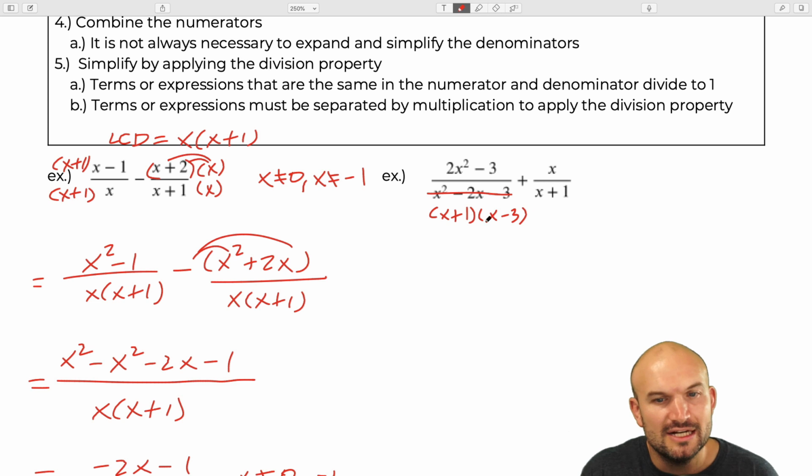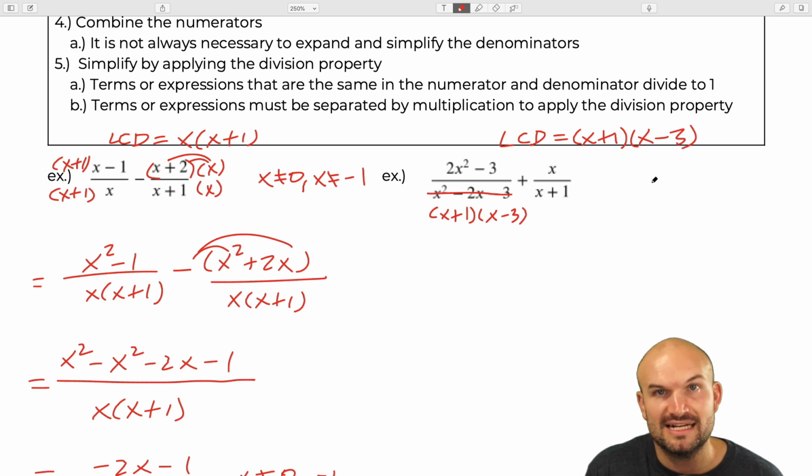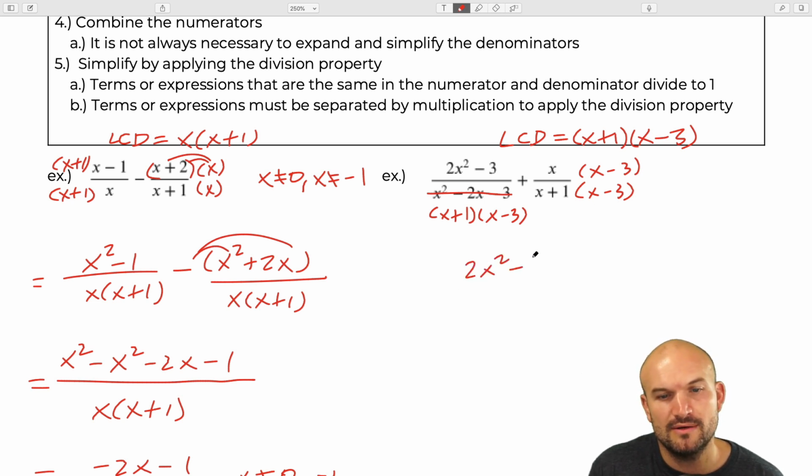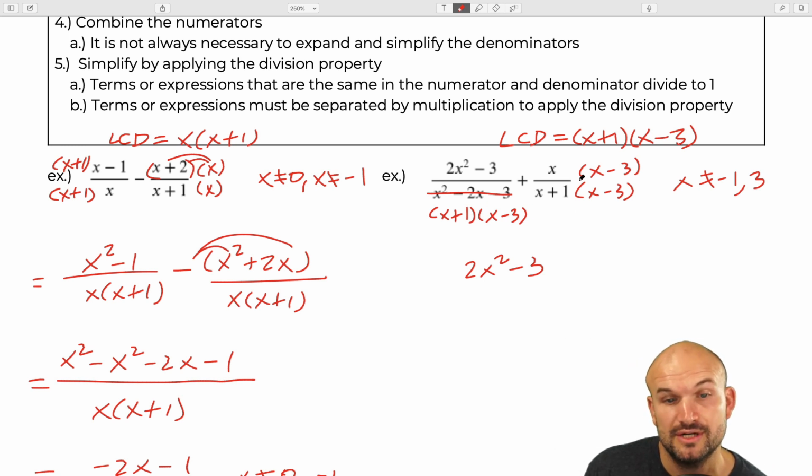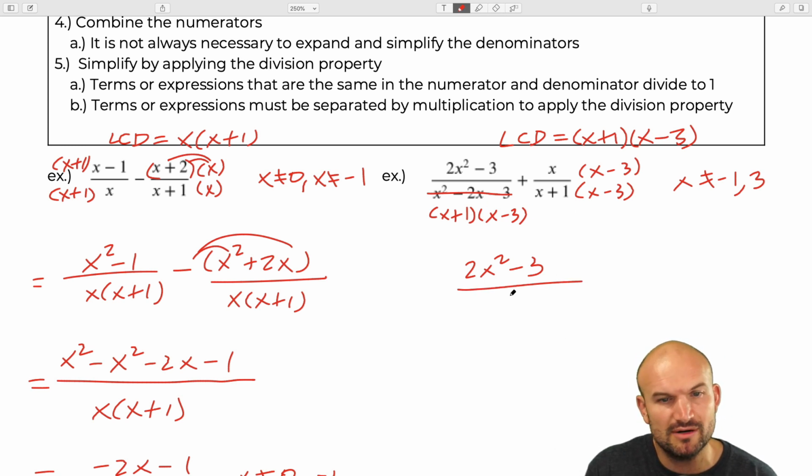So to obtain the common denominator, I'm just going to say the least common denominator is going to be x plus 1 times x minus 3. Then all I need to do is multiply an x minus 3 on the right-hand side over here. Oh, sorry. Let's go ahead and get our excluded values. x cannot equal negative 1 and positive 3, because those are the two values that make my denominator equal to 0. So I have 2x squared minus 3 all over x plus 1 times x minus 3.